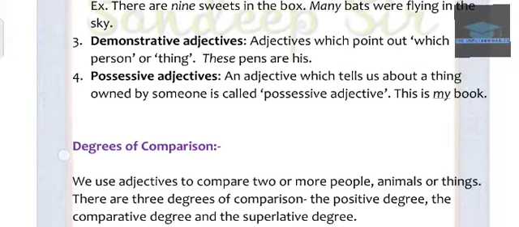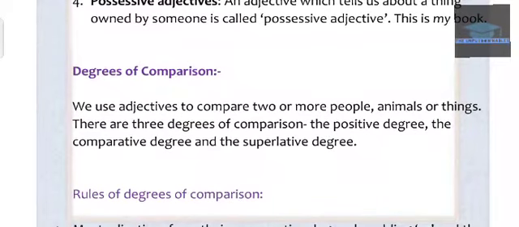Now let's move on to degrees of comparison. We use adjectives to compare two or more people, animals or things. There are 3 degrees of comparison: the positive degree, the comparative degree, and the superlative degree. Now let's talk about the rules.